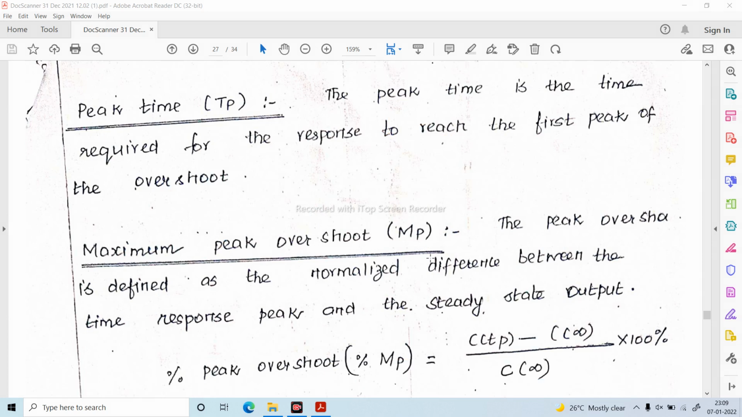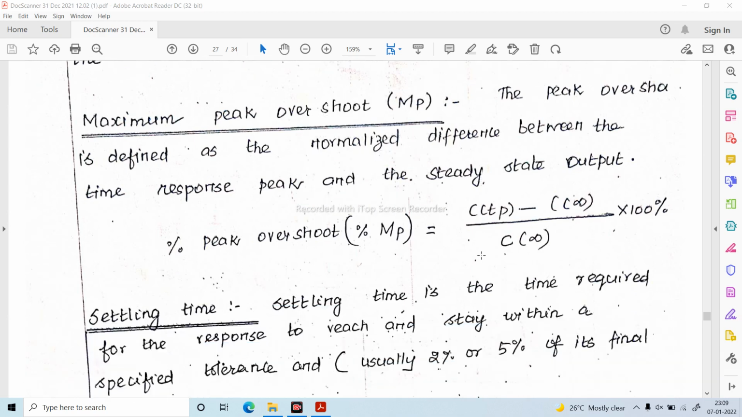How to find out the maximum peak overshoot? Peak overshoot is defined as the normalized difference between the time response peak and the steady state output: C of Tp minus C of infinity, divided by C of infinity, into 100. Or C of Tp minus 1 also we can write for the maximum or peak overshoot.